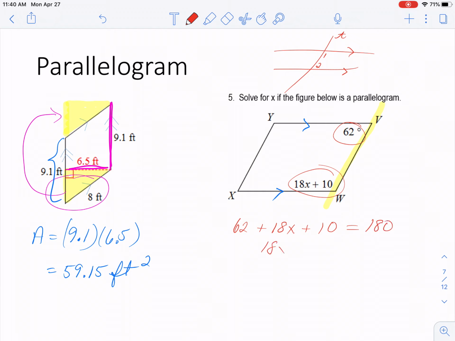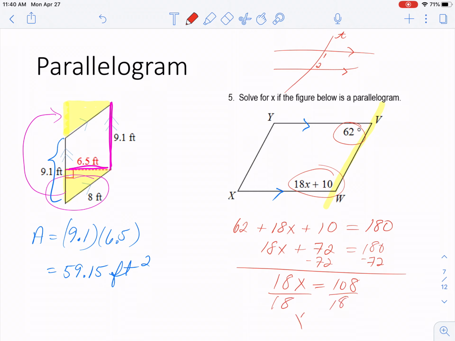So 18x plus 72 equals 180. We're going to subtract 72 from both sides. So 18x is equal to, I think, 108, right? Check my mental math. Yeah, 180 minus 72 is 108. So we're going to divide by 18. X is equal to, and don't ask me what 108 divided by 18 is. It's 6. So apparently I can't do real math. All right, so x is 6, so we actually solved that in the parallelogram.